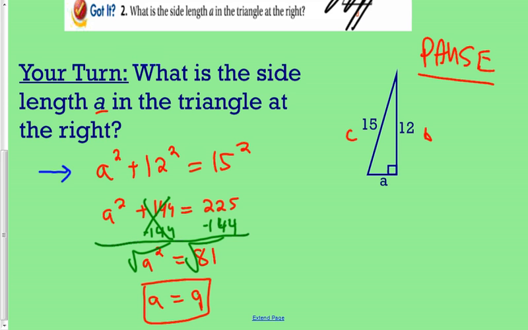And that's equal to 81. And then when you take the square root to solve it, you get a equals 9. Meaning, our final side length is 9.